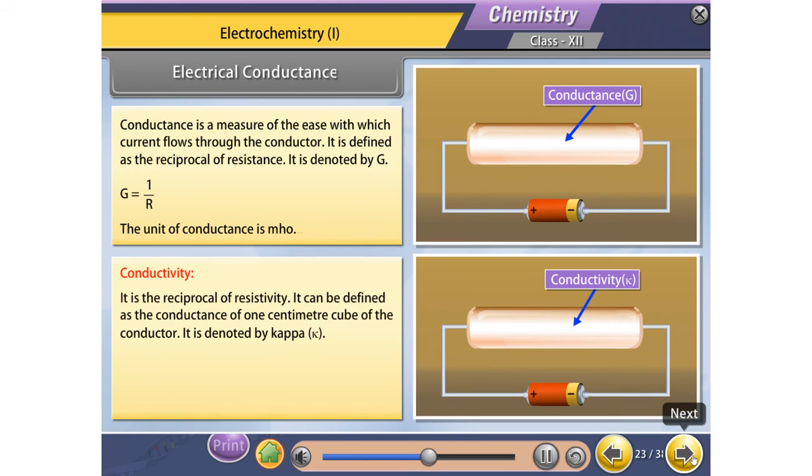Conductivity. It is the reciprocal of resistivity. It can be defined as the conductance of 1 centimeter cube of the conductor. It is denoted by kappa. Kappa = L/RA. The unit of conductivity is mho centimeter inverse.